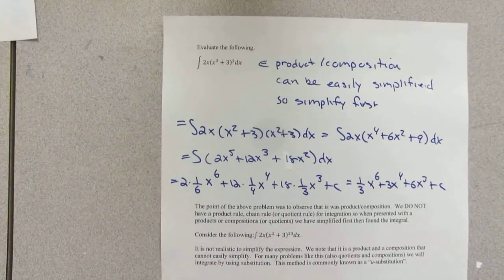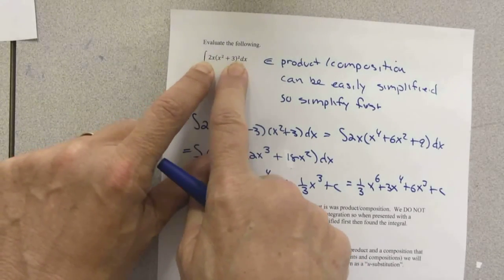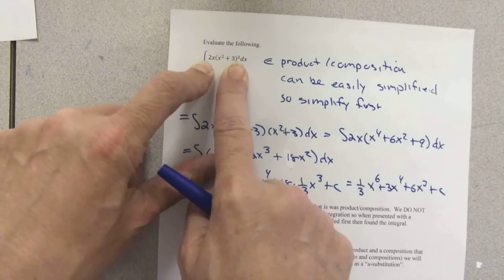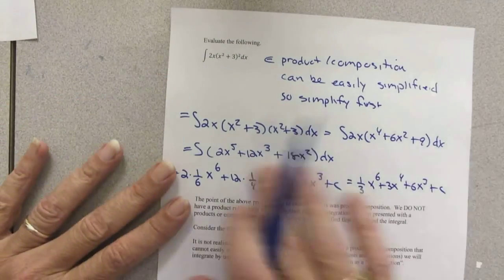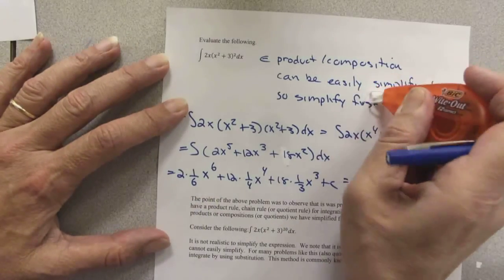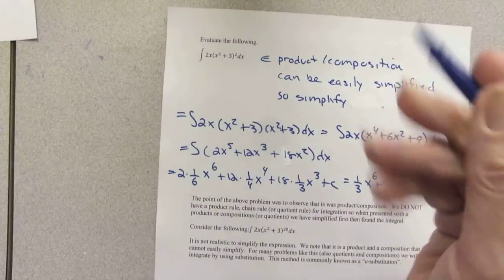And there I did it without much fuss. But the point here is that it was a product/composition. I acknowledged that by simplifying it away. I just didn't work with each factor independently, because that's completely wrong, and you will lose all the points if you do that. But I went ahead and simplified it first. Then I was able to integrate it.